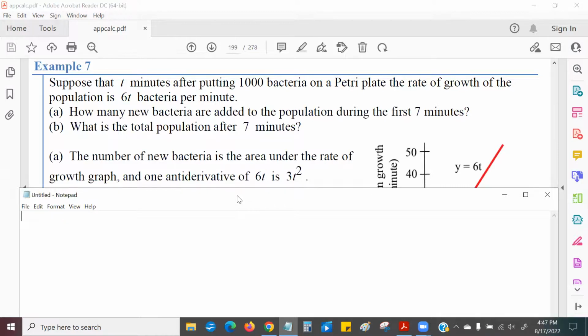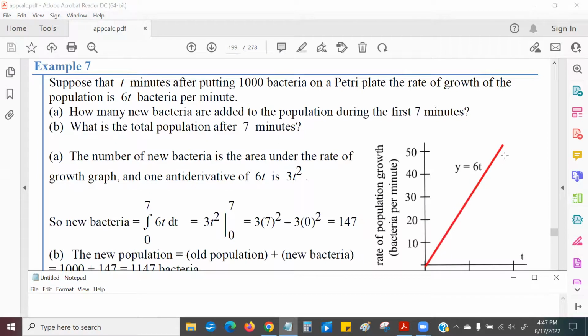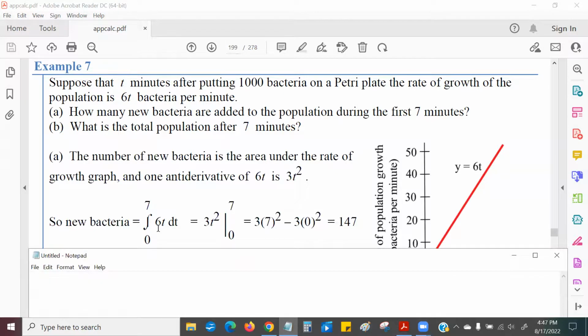So this is the graph, y equals 6t, because that's my 6t right there. And I basically want the area underneath that graph. So for part A, for the first 7 minutes, I want the integral from 0 to 7 of 6t dt, and that is going to be 3t squared.